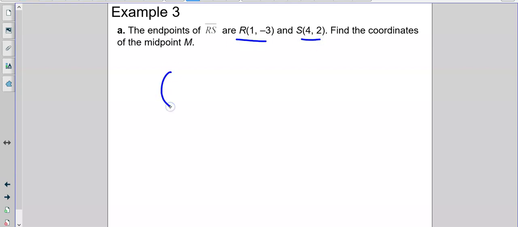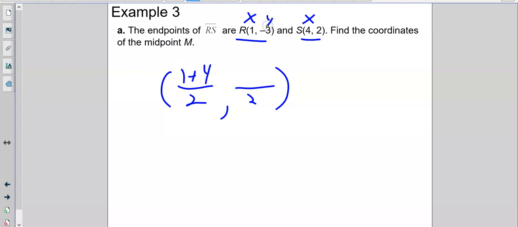So it's really simple. You're just going to do this. I just set it up ahead of time like this. It's always going to be divided by 2. And all you're going to do is add the x's together. And if it helps to label, go ahead and do that. 1 plus 4. And then my y's, negative 3 plus 2.